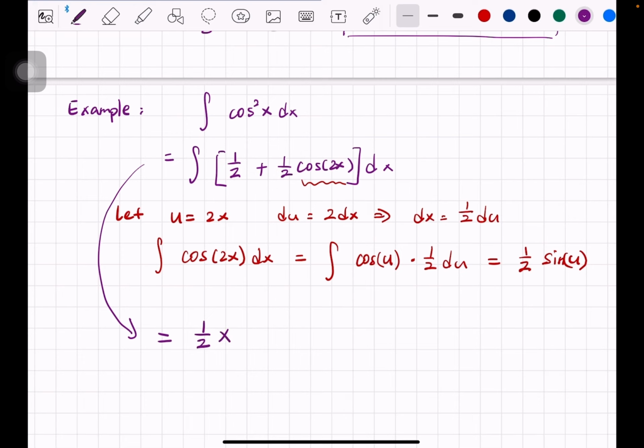1/2 x from the 1/2 at the beginning, plus the 1/2 from the original purple one, multiplied by the red 1/2 from the antiderivative of cosine 2x, which is 1/2 sine of 2x. So combining everything, we got x over 2 plus sine 2x over 4 plus C.